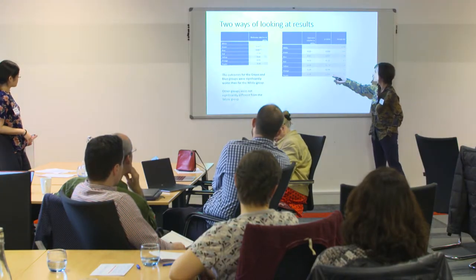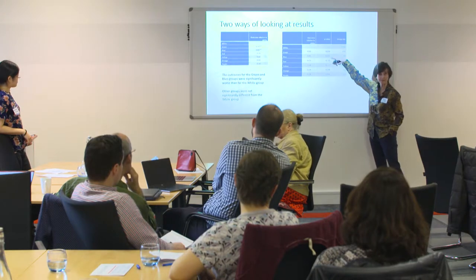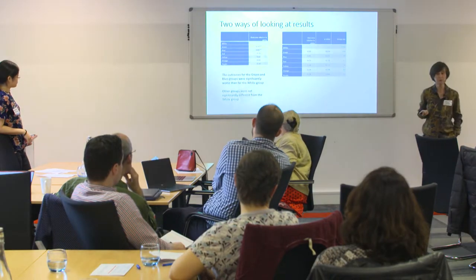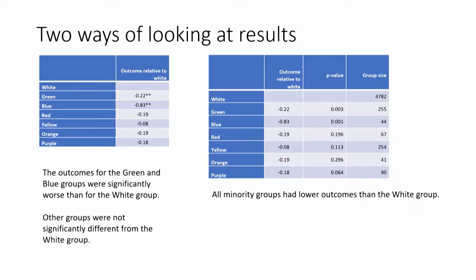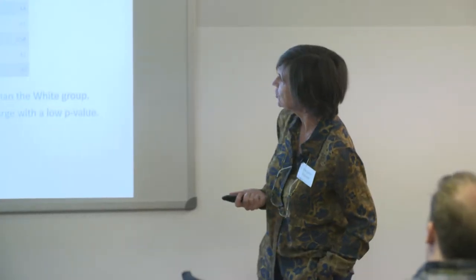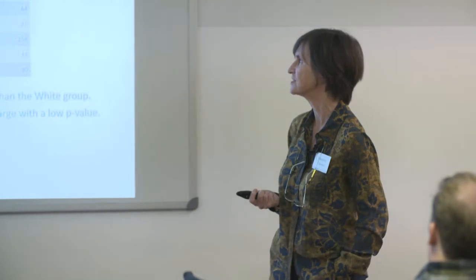If you look at the p-values, okay, only two of them are very small, but all the others are quite small. So maybe the first thing that we might conclude would be to say that all of these minority groups had lower outcomes than the white group. They're all negative, and they all have relatively small p-values. And already that's changing the way that we think about the data. And then we could look at the size of the coefficients.